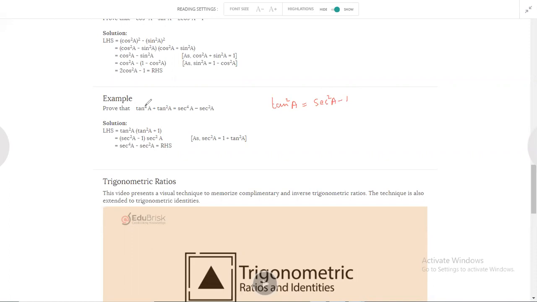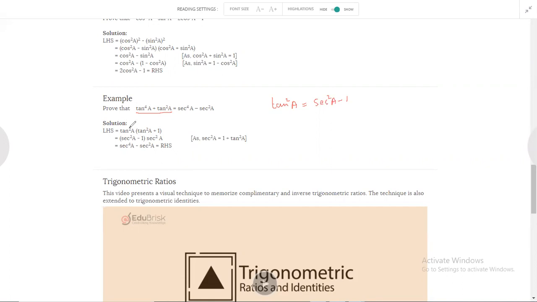So here tan square a is common in these two terms. So we can take it outside. So LHS is equal to tan square a into bracket tan square a plus 1. So 1 plus tan square a. Again, this minus 1 when it comes here, 1 plus tan square A. 1 plus tan square A is equal to sec square A.